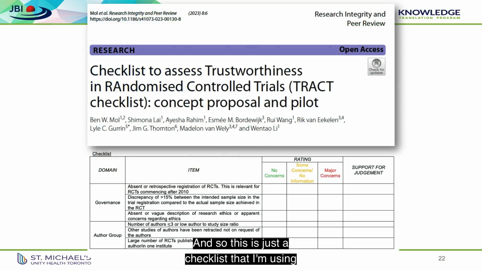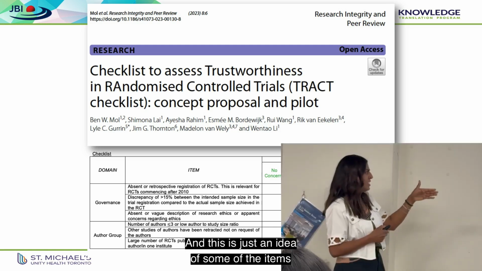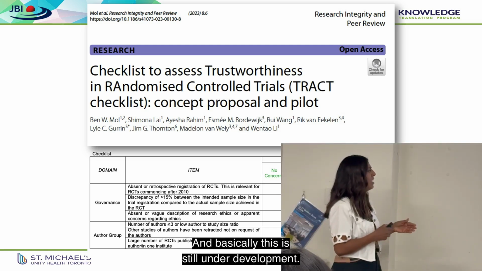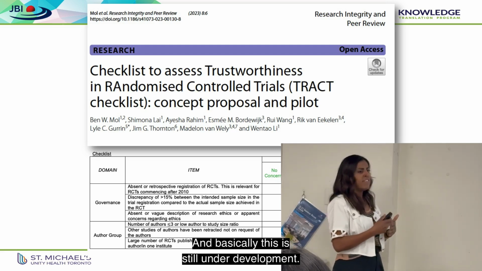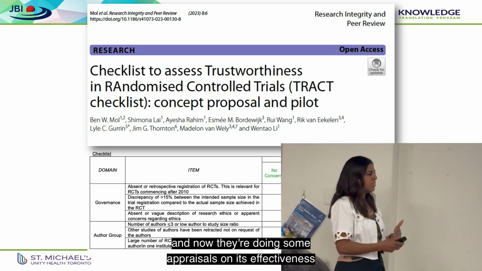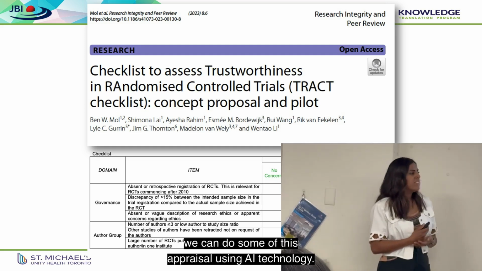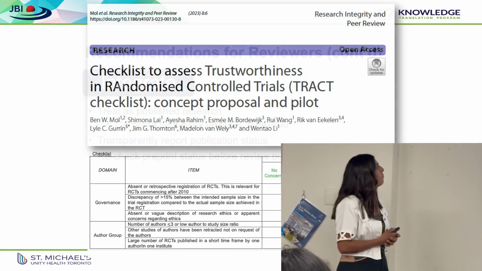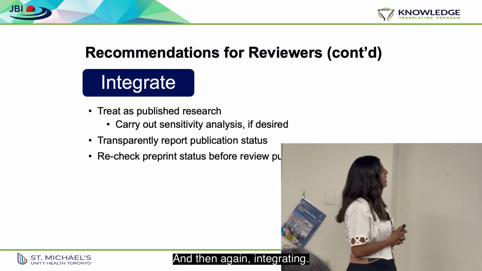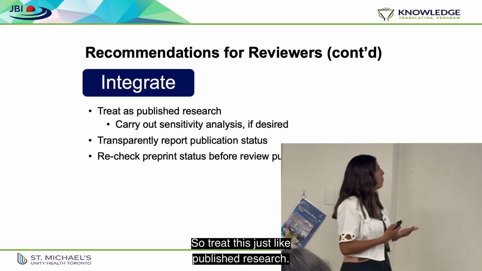And so this is just a checklist that I'm using in my research to assess the trustworthiness of preprint research, or trials that are published as preprints. This is just an idea of some of the items on that checklist. Basically, this is still under development. This checklist has been developed, and now they're doing some appraisals on its effectiveness. And actually, there's some use of AI, and they're testing whether or not we can do some of this appraisal using AI technology. And then, again, integrating: treat this just like published research.